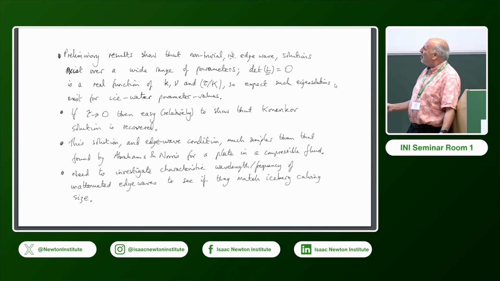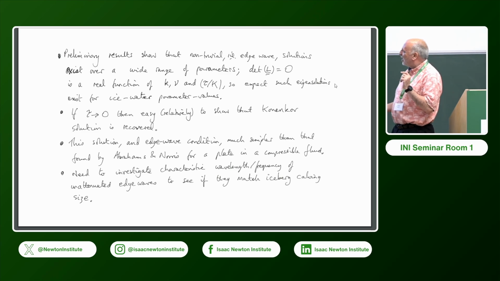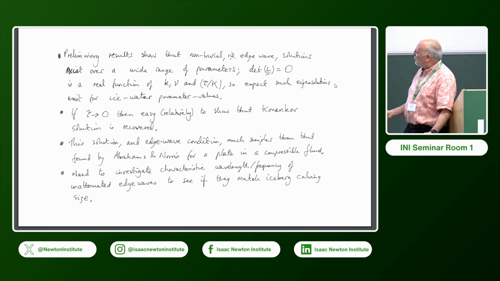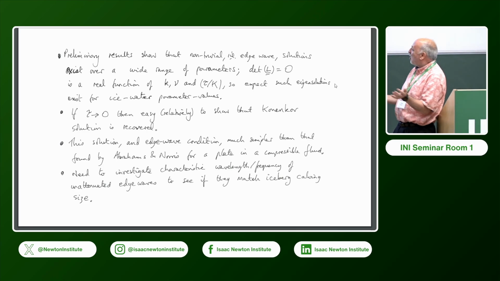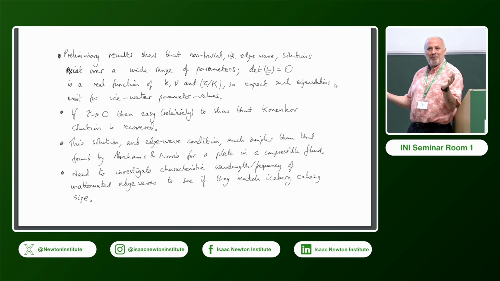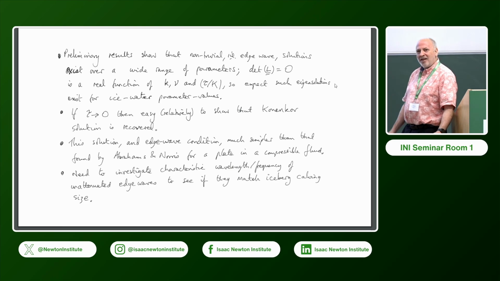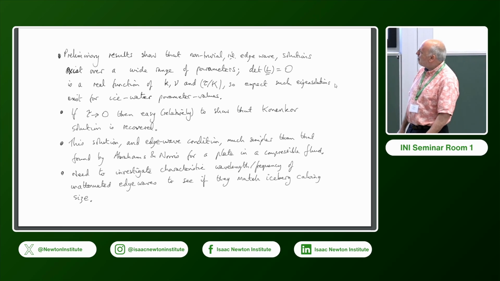As tau tends to 0, you can recover the Kanenkov solution. And it's much simpler than what I did in the past with Andy for a related problem for a compressible fluid. There was a very, very small window of parameter values which allowed these solutions to exist, but I think it's much bigger here. But I need to investigate characteristic wavelengths, frequencies, to see if there's a relationship between typical calving iceberg size and the typical k that one would see. That's me done. Thank you very much.